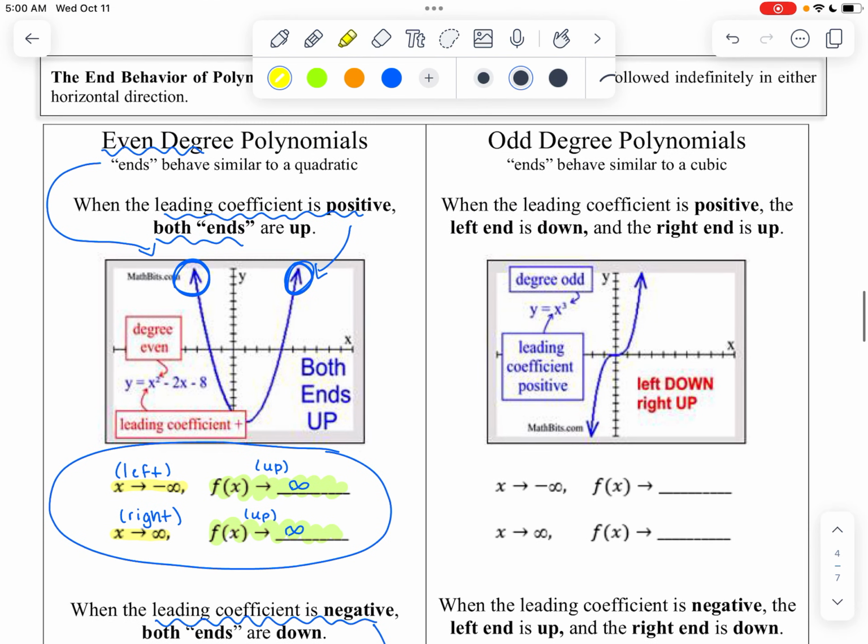Okay, let's take a look now at the odd degree polynomial. First we'll start with a positive leading coefficient.